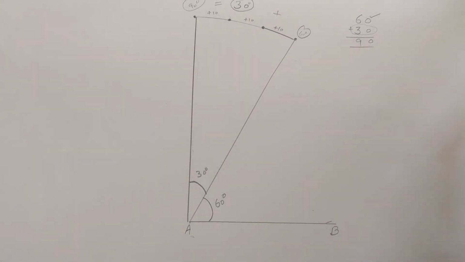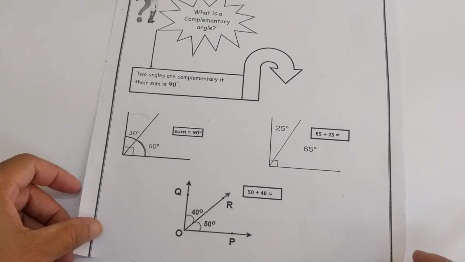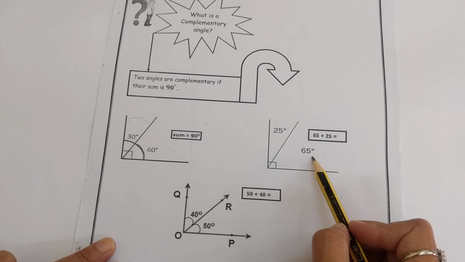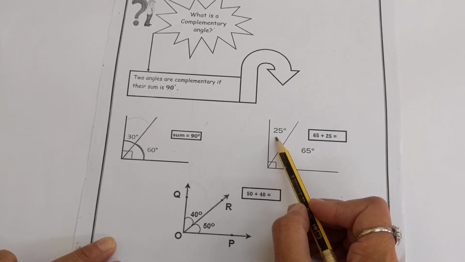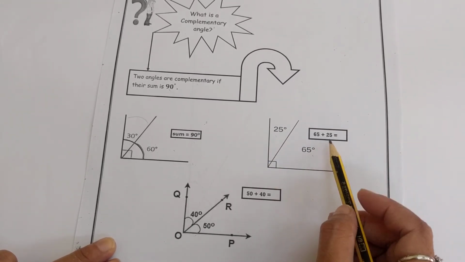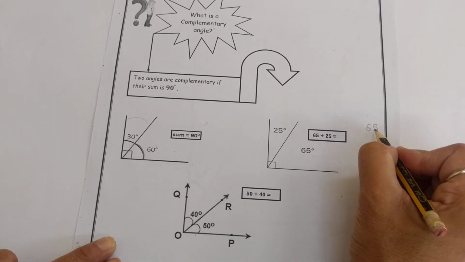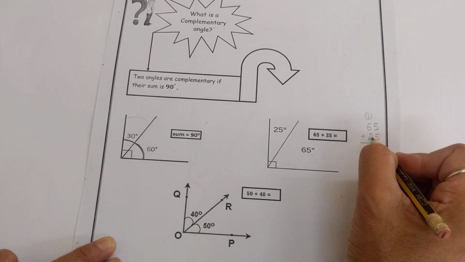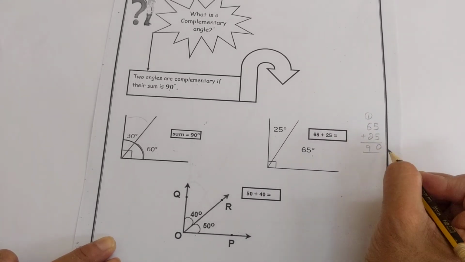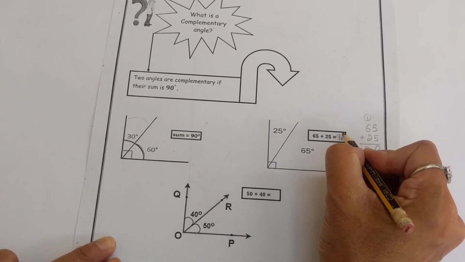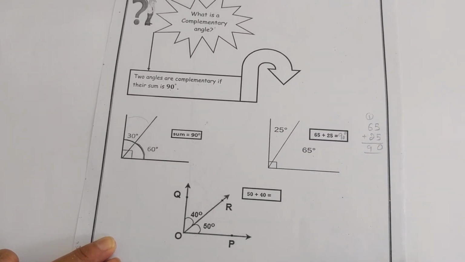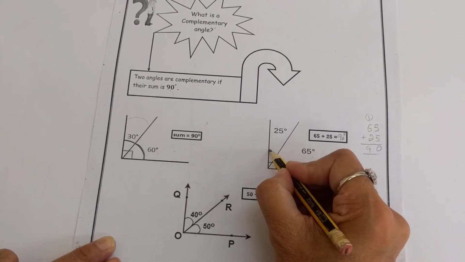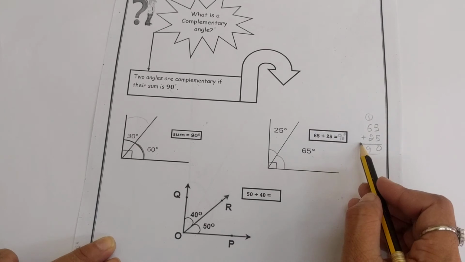So in this way you can check the next two examples by yourself. Next example is one angle is 65 degrees, second angle is 25 degrees. So 65 plus 25. 5 plus 5, 10. 1 carry. 6 plus 2, 8. 8 plus 1, 9. 90 degree. It means this is also a complementary angle. This one is 65, this one is 25. So 65 plus 25 is equal to 90.